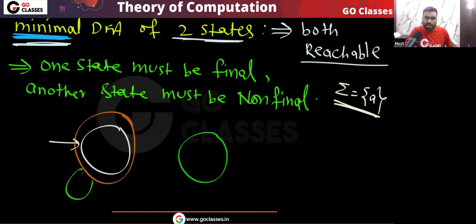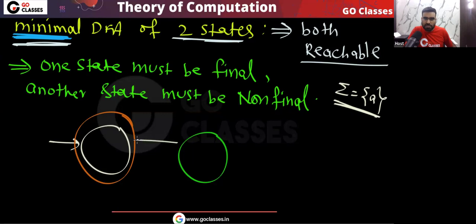Is it possible I can have a self loop on A in the initial state? No, it is not possible, because if I have a self loop, then this will become unreachable. Do you agree with me? If I put a self loop on the initial state, then this will become unreachable. But in the minimal DFA, I cannot have an unreachable state. Every state must be reachable. So remember, I cannot put a self loop.